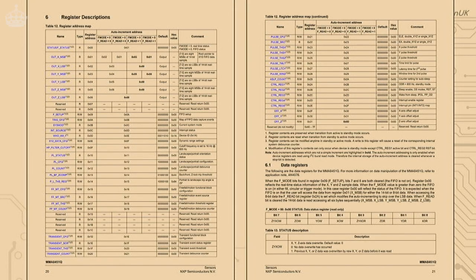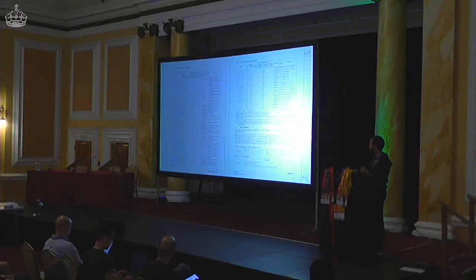Now we find the register description. This is a list of registers, and it's very useful because they give you short descriptions of what each one of them does. If you've read the previous section, you should get a good idea of what you need to read from here, but having this, it's very useful as well.